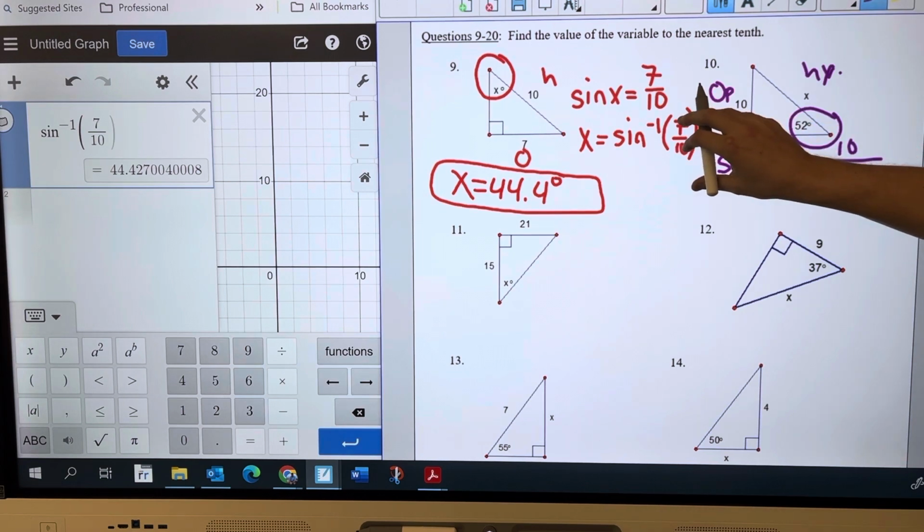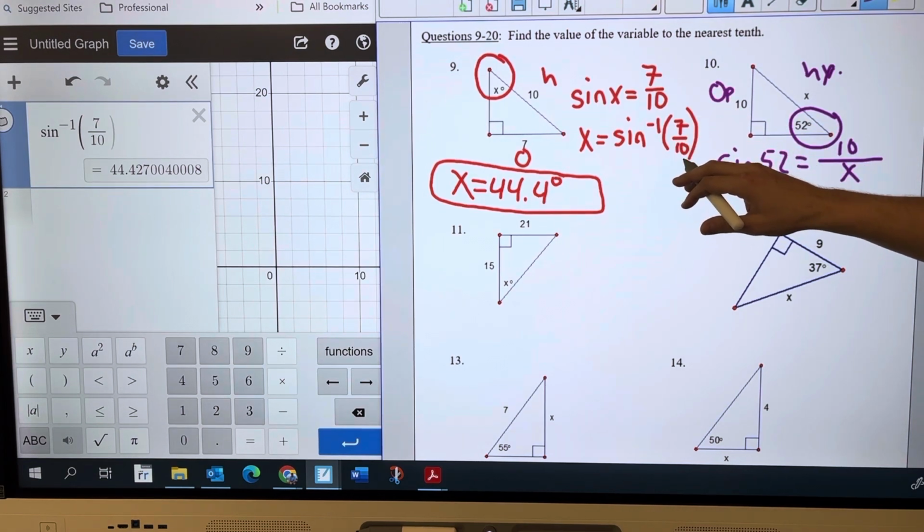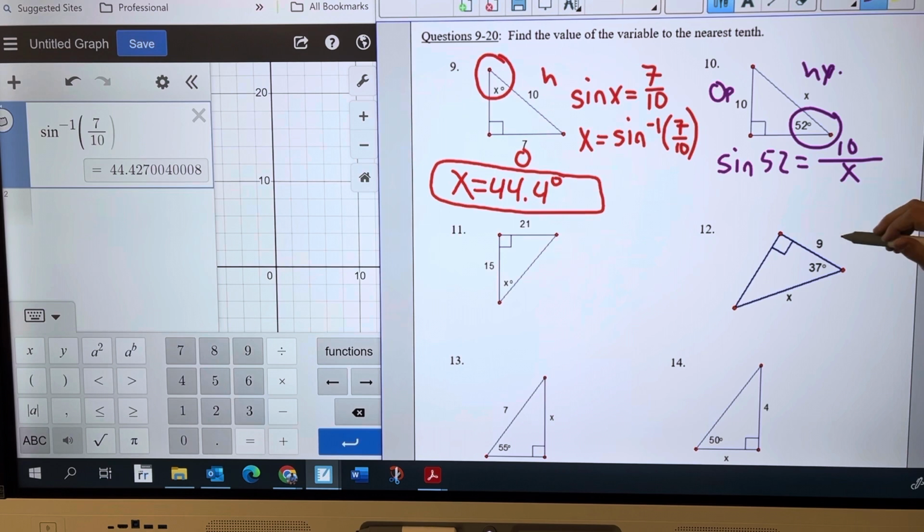If I multiply by x to get it out of the denominator, I end up with x sine 52, so I'm going to divide by that sine 52 to get x by itself. So 10 divided by sine 52.